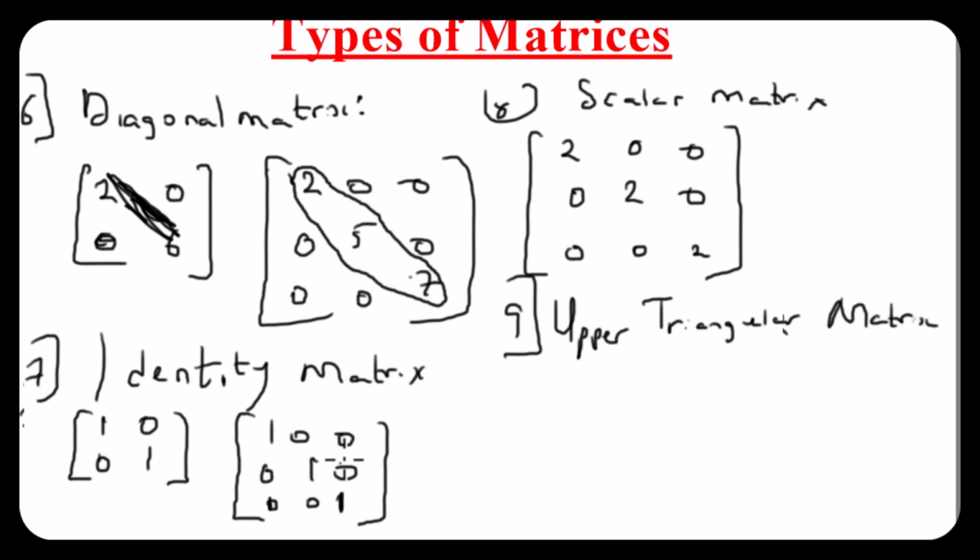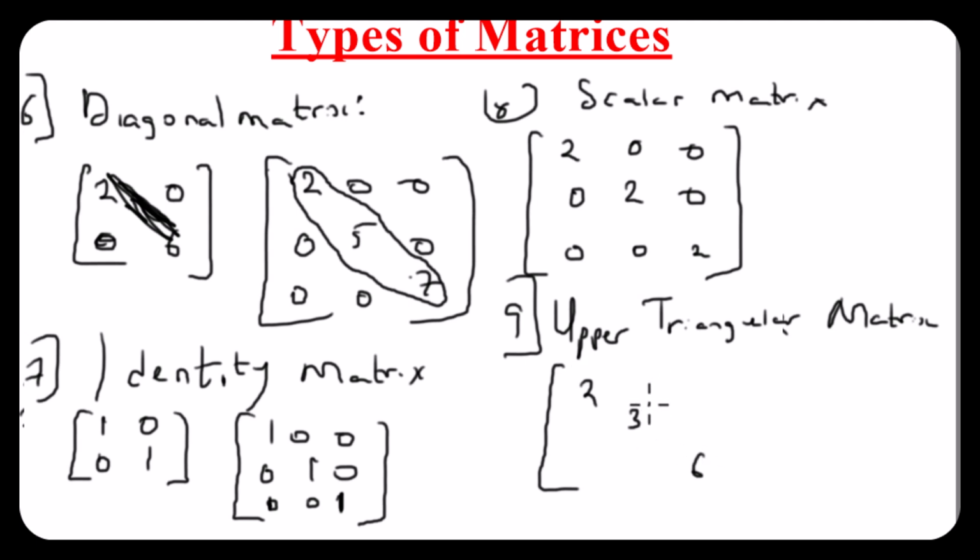Okay, so for this upper triangular matrix, this is also a type of square matrix. It's a square matrix in which all the elements below the main diagonal are zero. Let's say we have 2, 3 and 6 here. So this is my diagonal.